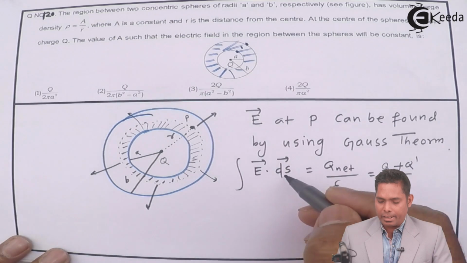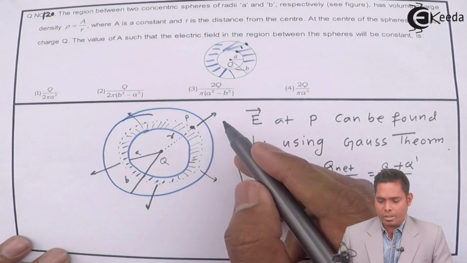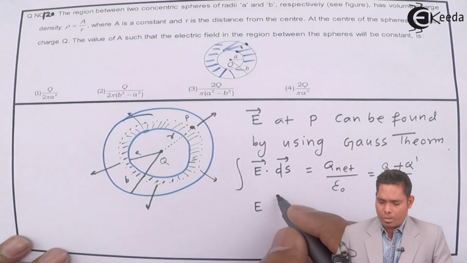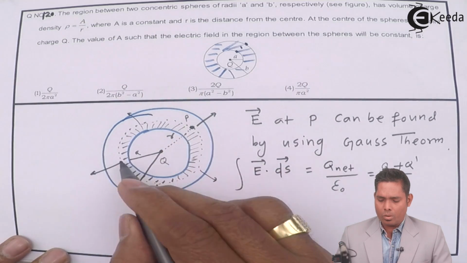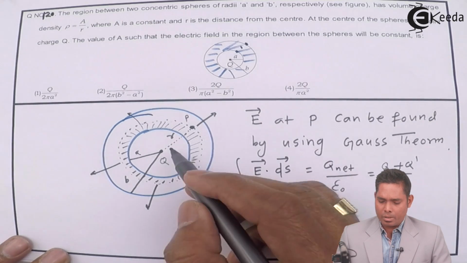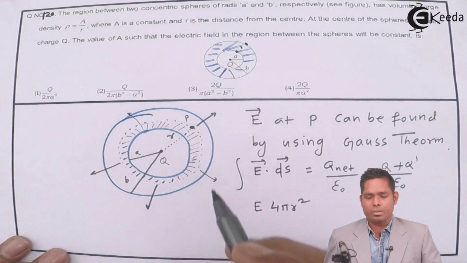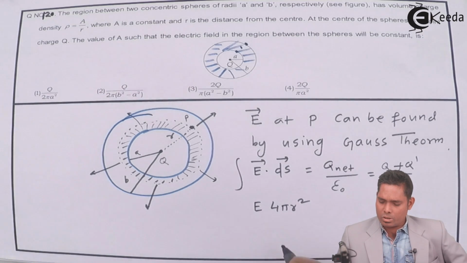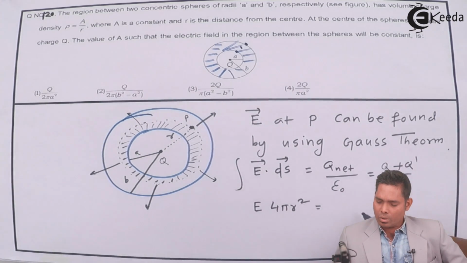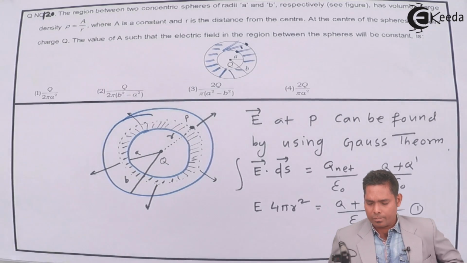So the angle between E and ds vector is 0 degrees, so it will be E ds. And what is ds? We have to integrate over the whole surface area, the total surface area, which is 4 pi r squared, because I have gone to a distance r to have this Gaussian surface. So E times 4 pi r squared equals the charge enclosed, Q plus Q dash, divided by epsilon naught. So this is equation number 1.